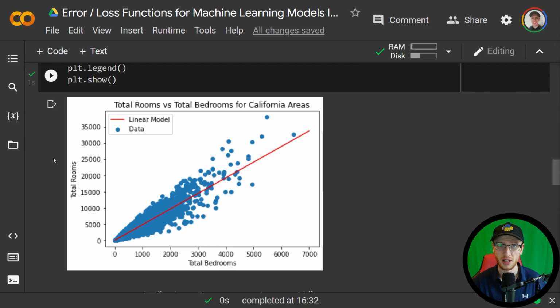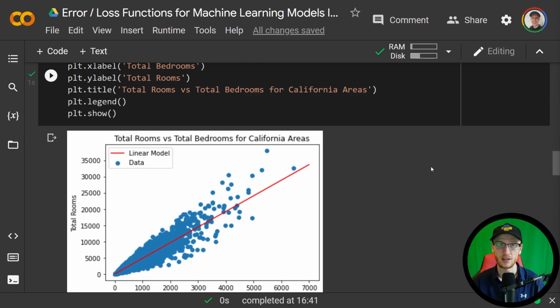This model has error, and so everywhere the model is not touching one of the points, we have an error or distance between the prediction and the observed value. So the vertical distance is an error, and the bigger the vertical distance, the more the error. If we were to look at all of the points and compare it to the line, well, we could sum up all of those different errors and get one big value.